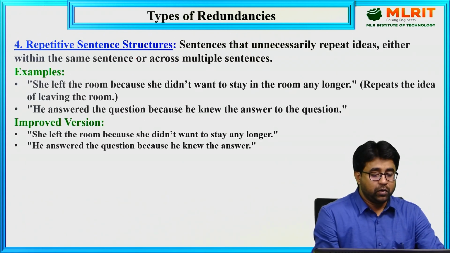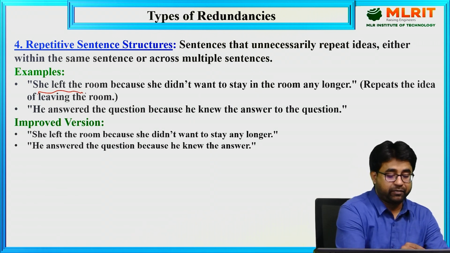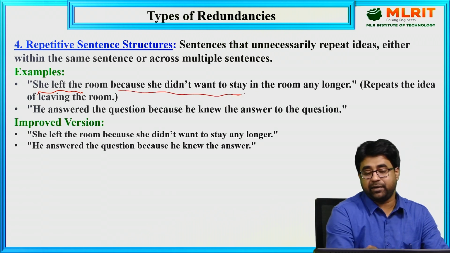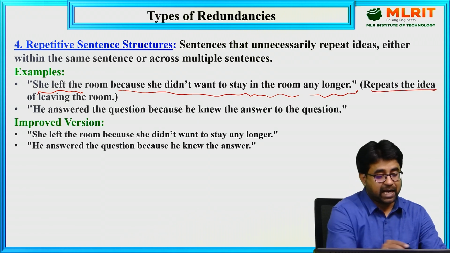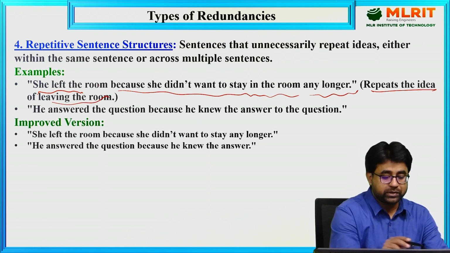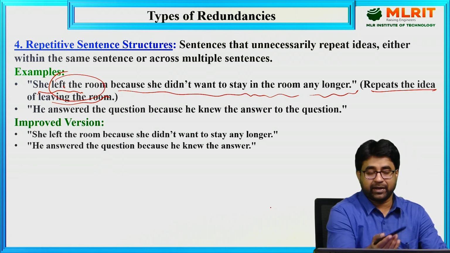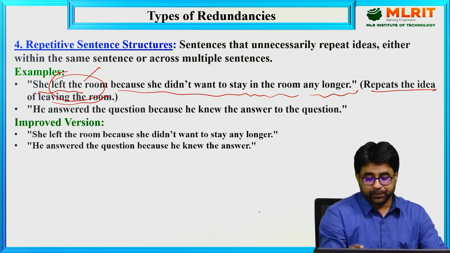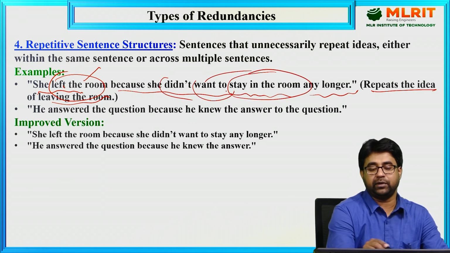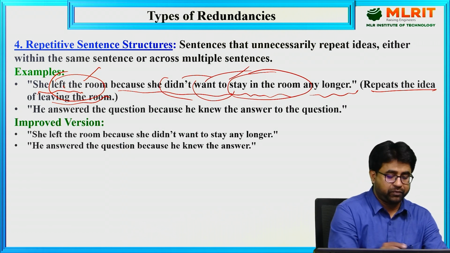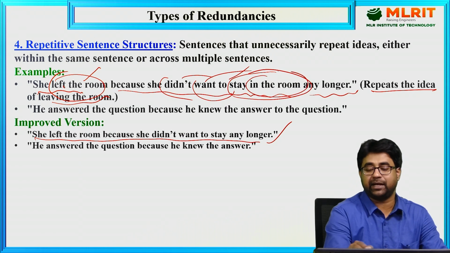Next type, repetitive sentence structure. Sometimes we use a similar kind of sentence structure. The example will clarify it more. She left the room because she didn't want to stay in the room any longer. Here, can you find the redundancy? It repeats the idea of leaving the room. She left the room, this is one. And then she didn't want to stay in the room. Didn't want to stay, this is the same idea. So how do you rectify it? She left the room because she didn't want to stay any longer. You don't need to again use in the room.